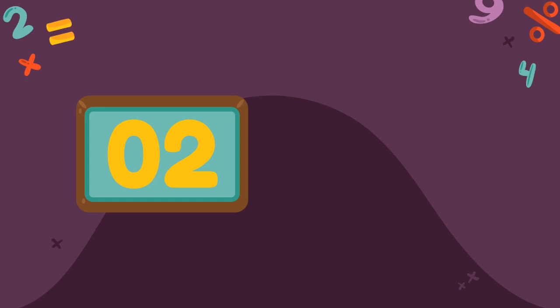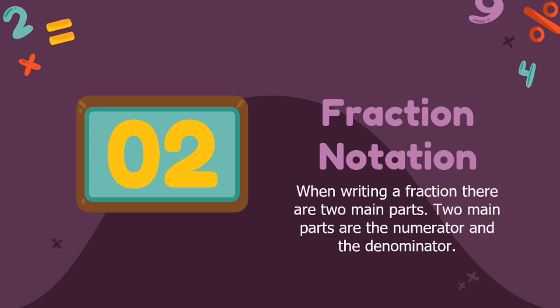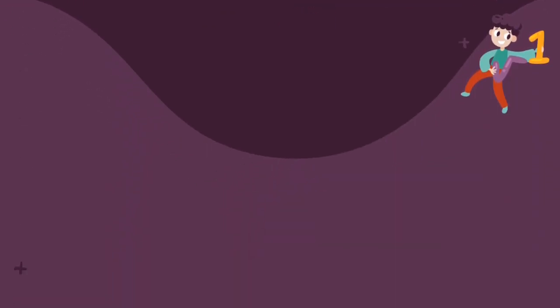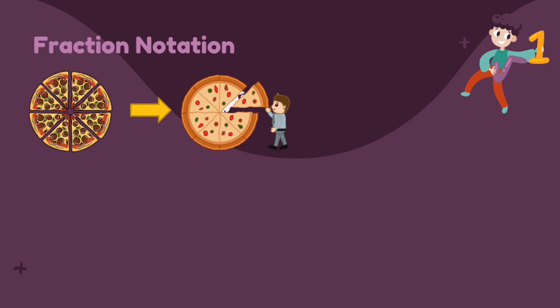And then the second topic that we want to talk about is fraction notation. In fraction notation, we want to talk about how we represent a fraction and how we represent Rini's story. The answer is, when writing a fraction, there are 2 main parts: the numerator and the denominator. Here is fraction notation. Assume you have a pizza, then you cut it into 8 parts, and then you eat 1 part of the 8 parts of pizza.